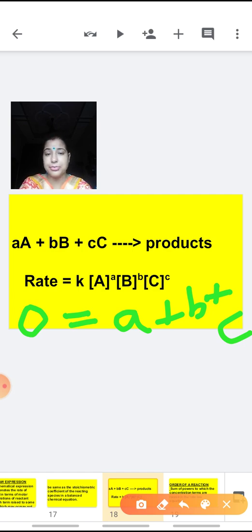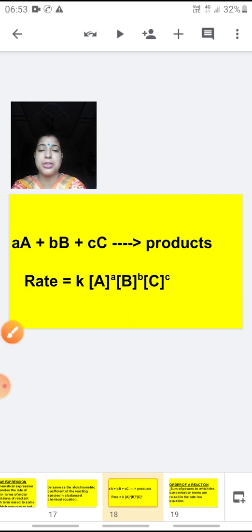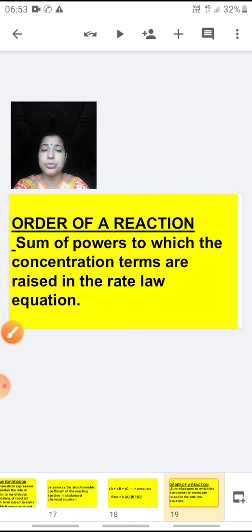Now children, you have to remember previously second order, third order reactions were also there in your course, but now after the course has been revised, only zero order and first order reactions are there in your course. So order of reaction, as I told you, is zero order and first order. Now what are zero order reactions?